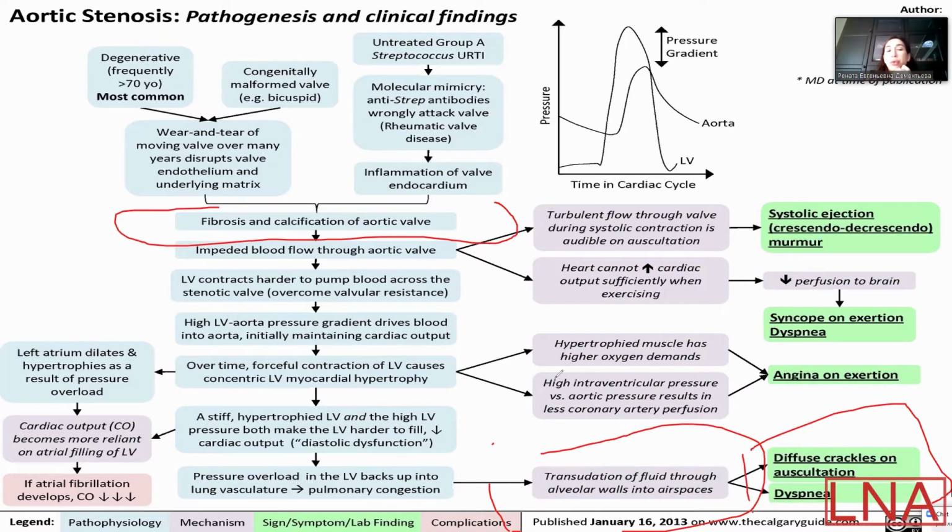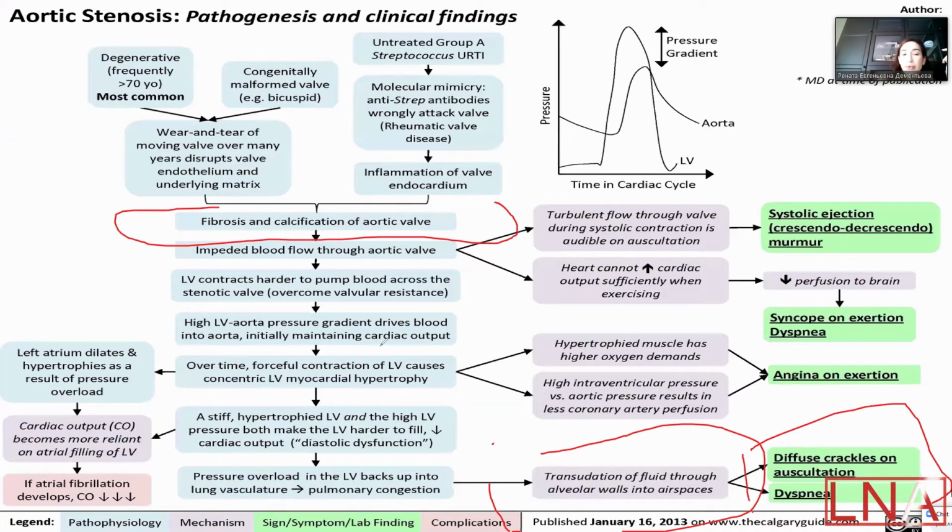Impaired blood flow through the aortic valve leads to turbulent flow through the valve during systolic contraction, which is audible on auscultation. It is a sign of a systolic ejection, crescendo-decrescendo murmur through the aortic valve. Because of this, the heart cannot increase cardiac output sufficiently during exercise, leading to decreased perfusion of the brain and developing syncope or exertional dyspnea.